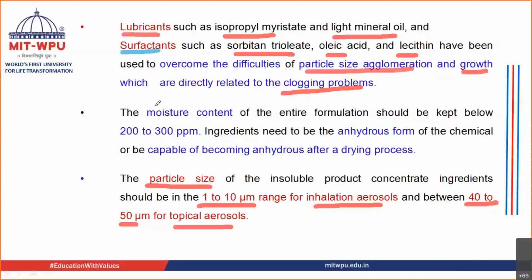We also talk about the moisture content. Usually the moisture content of the formulation should be kept below 200 to 300 ppm for the product to work in an effective manner. Ingredients usually used should be in an anhydrous form, or the chemicals which are capable of becoming anhydrous after drying. These types should be used in order to control the moisture content. This is all about the suspension.